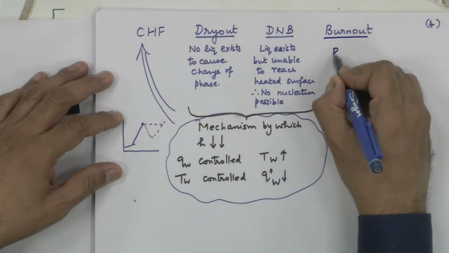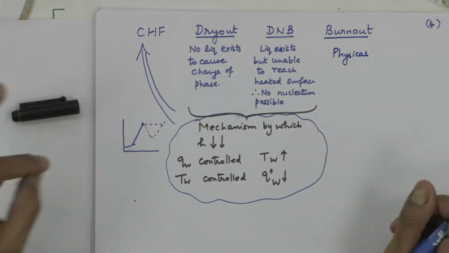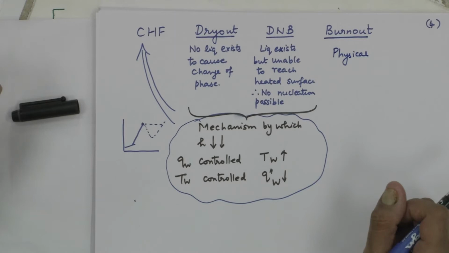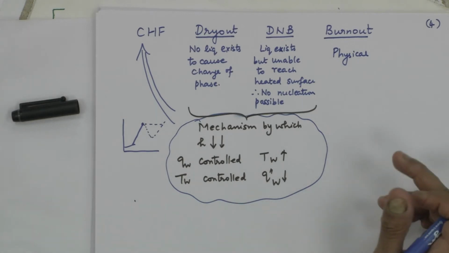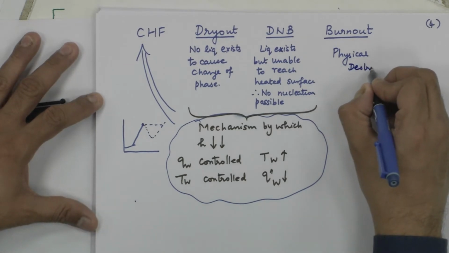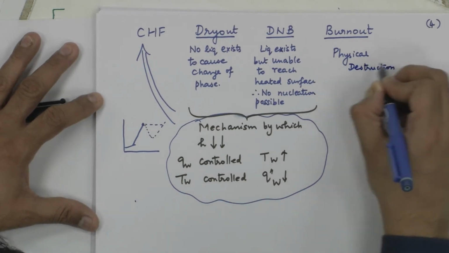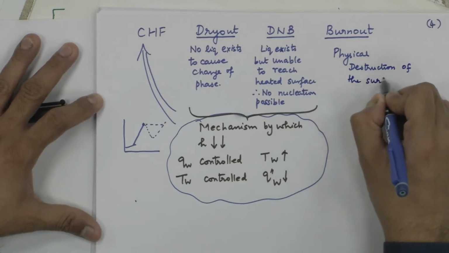What is burnout? Burnout refers to the physical destruction of the surface. You would have been told, the immersion heater that you would use for getting hot water, if the water is not there, or sometimes you would just turn on the power without having water in the bucket, what would happen is the coil would completely get shorted and you would have physical destruction of the surface. This is because there is no sink for the heat to be removed. Physical destruction of the surface.